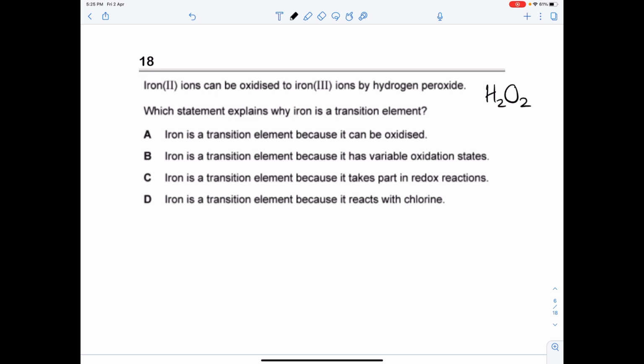Okay, let's get back to the chemistry, Mrs. Baker. Goodness me. Which statement explains why iron is a transition element? Is it that iron is a transition element because it can be oxidized? Lots of things can be oxidized. Is iron a transition element because it has variable oxidation states? Yep. Is iron a transition element because it takes part in redox reactions? No, lots of things do that. Is iron a transition element because it reacts with chlorine? No, sodium reacts with chlorine, and it's not a transition element.